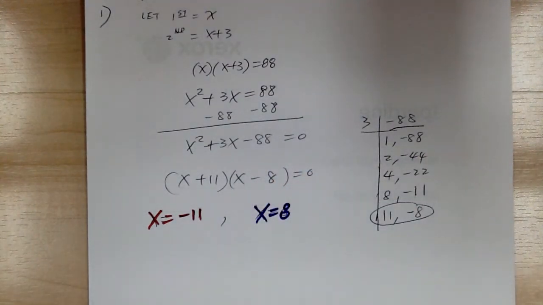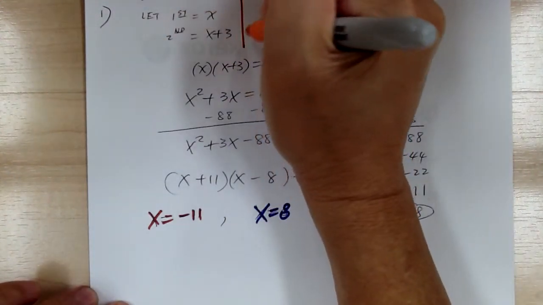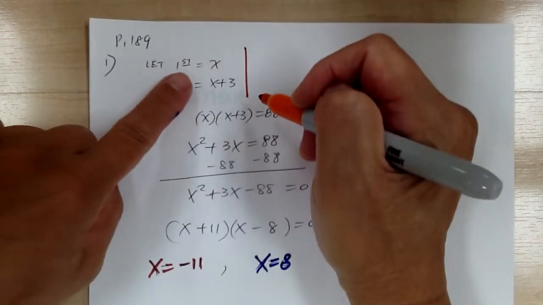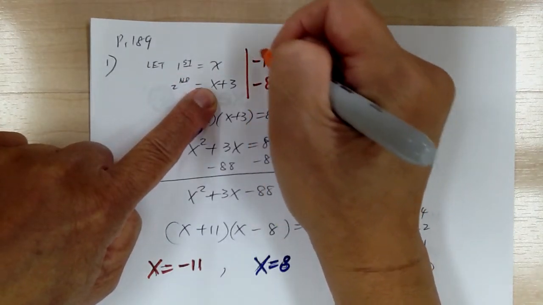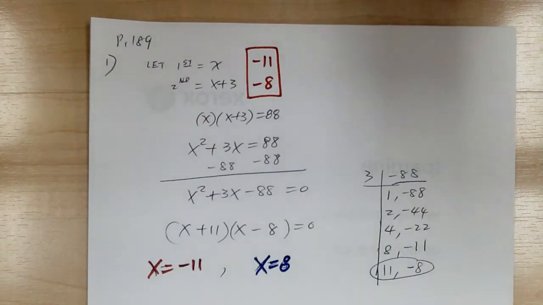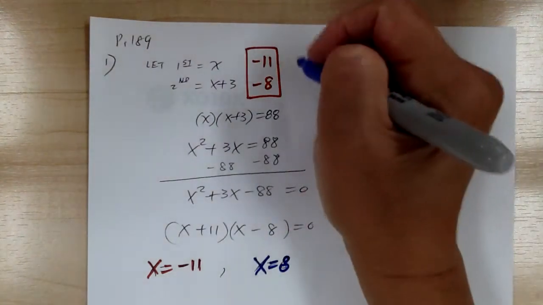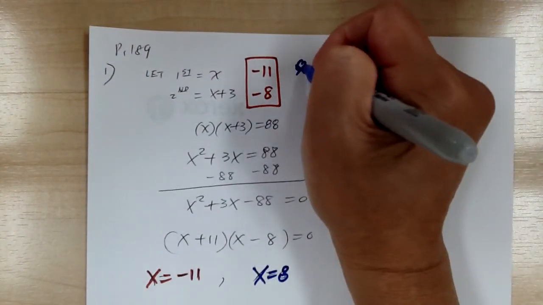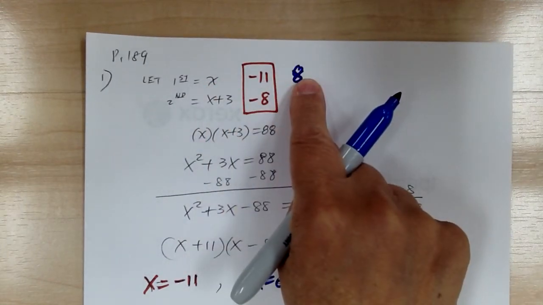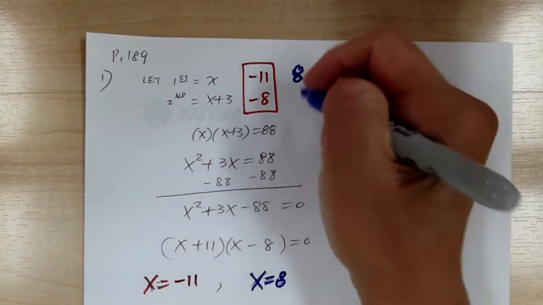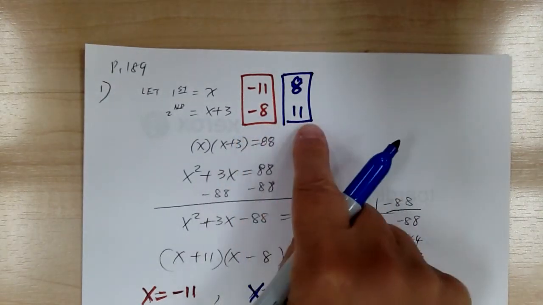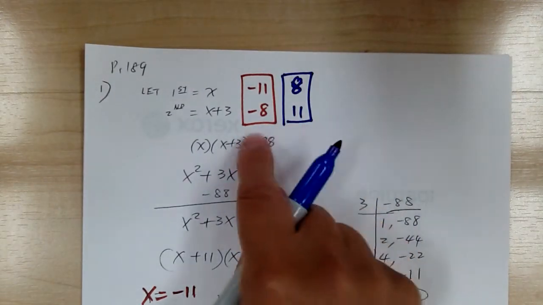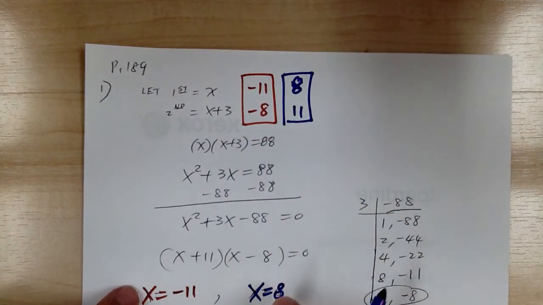When you come over here, your first number is negative 11. When you plus 3, it'll give you negative 8. So that's one set of answers. And when x equal to 8, the second number x plus 3 will be 11. So that's your second set of answers. You need to box your answer this way because there are two possible sets of answers. I color code for you so you don't get confused.